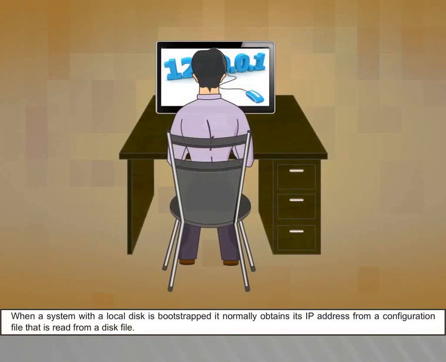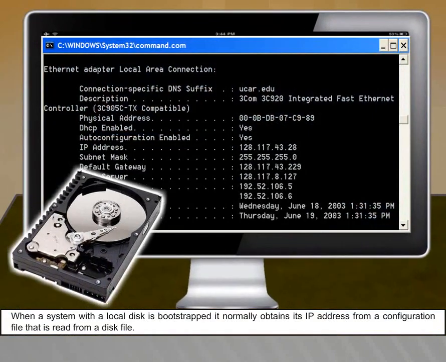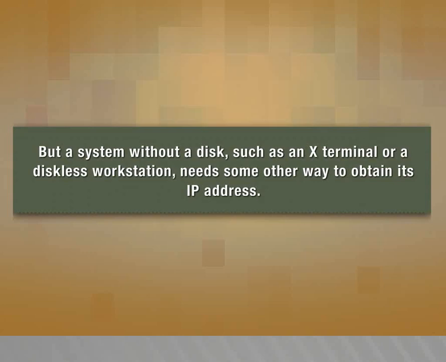When a system with a local disk is bootstrapped, it normally obtains its IP address from a configuration file that is read from a disk file. But a system without a disk, such as an X terminal or a diskless workstation, needs some other way to obtain its IP address.